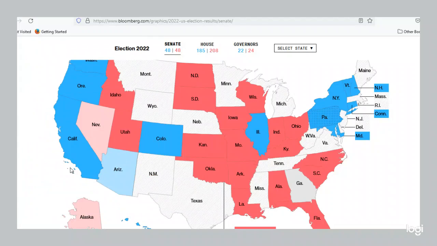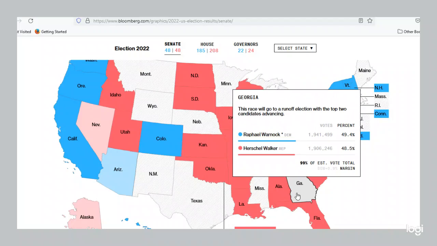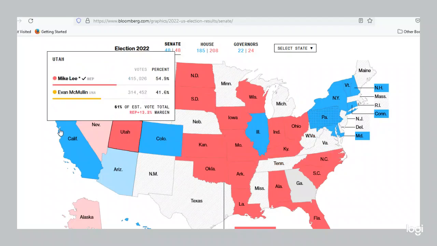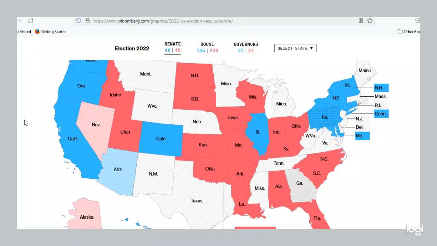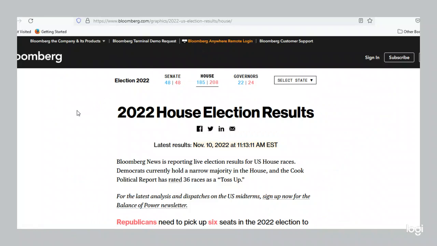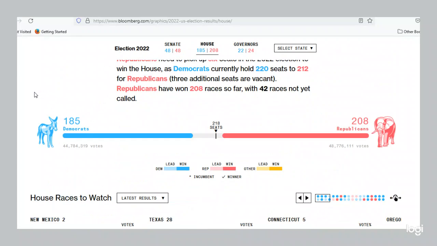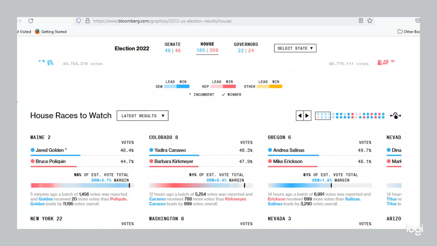We have Nevada, Arizona, and Georgia is actually going to have another election between the two top leading candidates in December. So we don't know the final results for the Senate or the House yet, but there are certain predictions that were made and certain outcomes that already demonstrate some of those predictions.